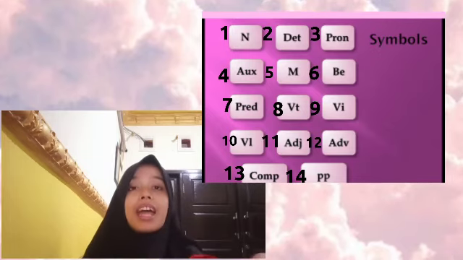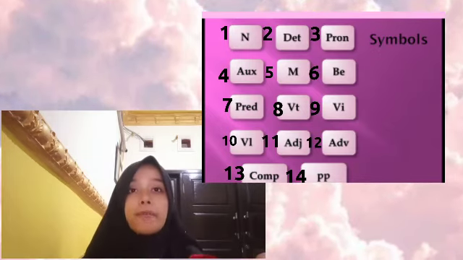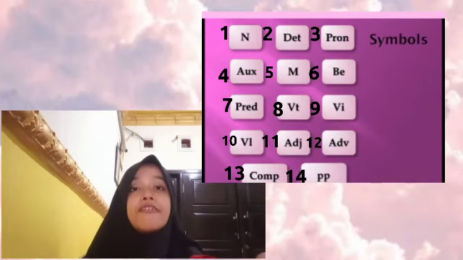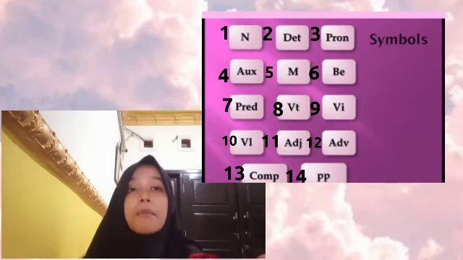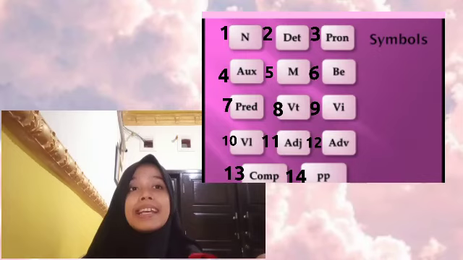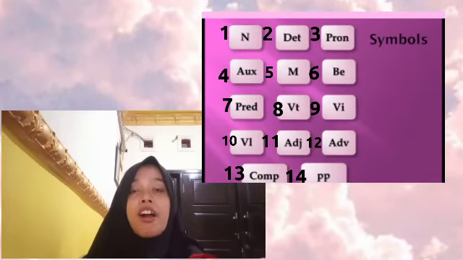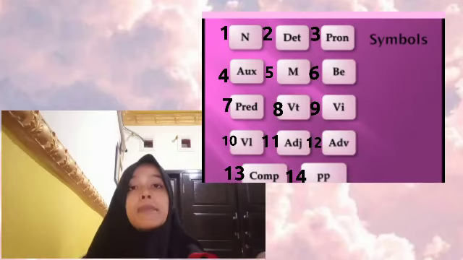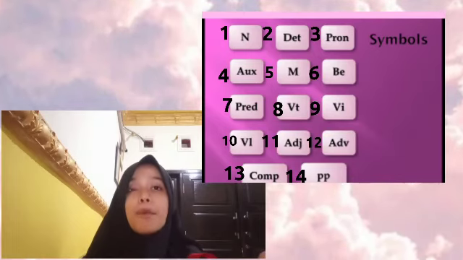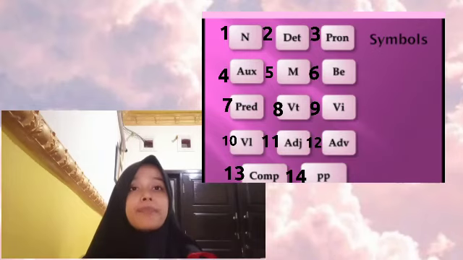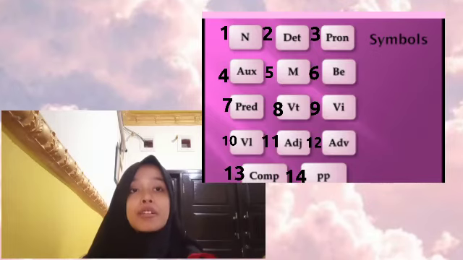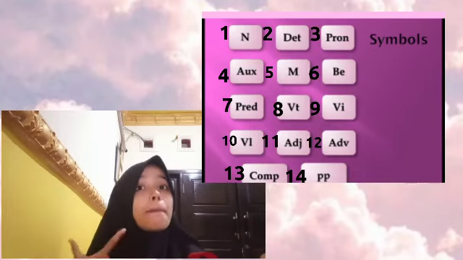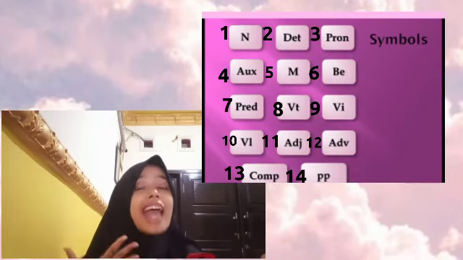Symbol number 1, N means a noun. Number 2, V means a verb. Number 3, D means determiner, for example, this, that, many, an. Number 4, X means auxiliary. Number 5, M means modal or modal auxiliary. Modal auxiliary, in contrast to an auxiliary verb, for example, would, may, could, should, can.